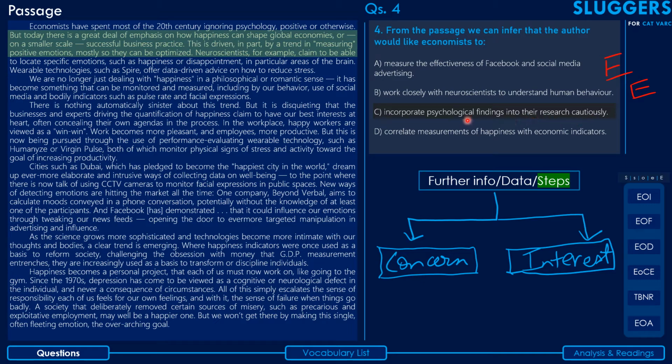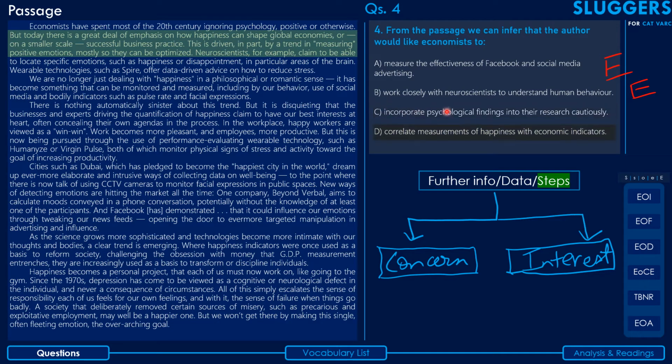Okay, so this is an interesting one, and it's not a very straightforward one. So I'll just explain this in slight detail here. So, guys, in the passage, the author has essentially demonstrated how a change in the perspective of economists with respect to the utility of psychology. So, this passage says that most of the 20th century they ignored psychology, and now there is a certain emphasis on how happiness can shape global economies, right? So, basically the author has demonstrated that a slight change in the perspective of economists with respect to psychology is probably going to lead to detrimental effects on individuals, right?